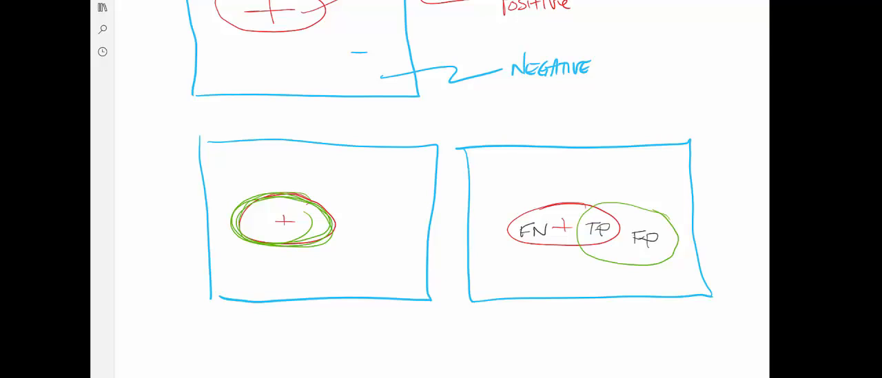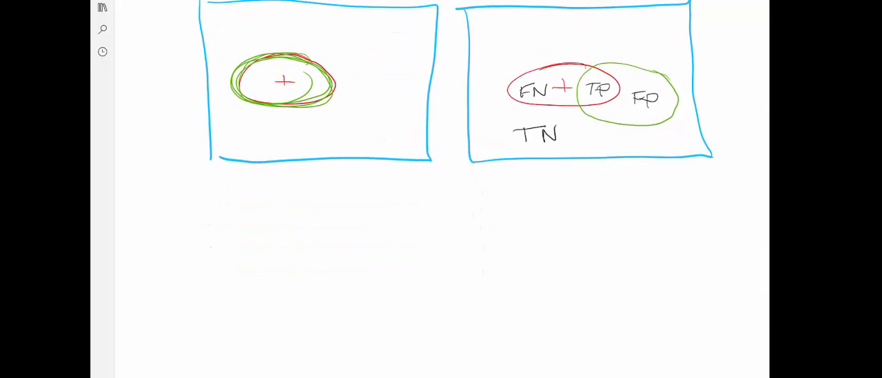And of course, those people who don't have the disease, and the test said you don't have the disease, these guys are true negatives. So now you can understand there's this concept that you're going to see over and over called a confusion matrix, in which the false negatives, the true negatives, the false positives, and the true positives show up on a chart. Now, let's do some thought experiments to see how this works.